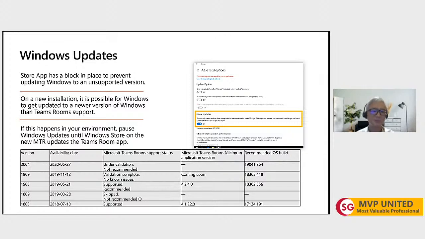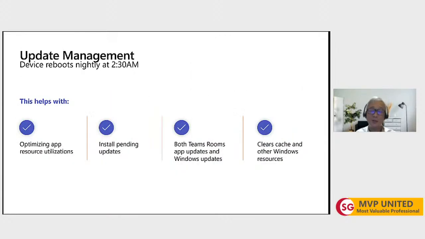And so how does the device actually update the Windows and the Teams application? Well, it reboots itself every night at 2:30 a.m. The process starts at 2 a.m. It downloads, checks for whatever updates might be available, then pauses and waits to apply the updates, and finally reboots itself at 2:30 a.m. So that's what happens automatically.